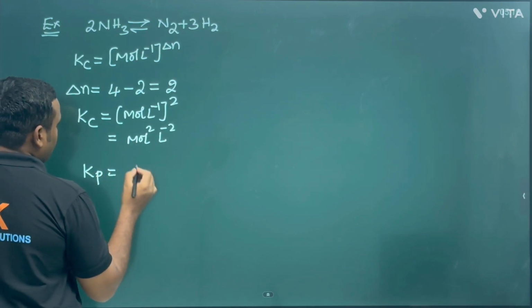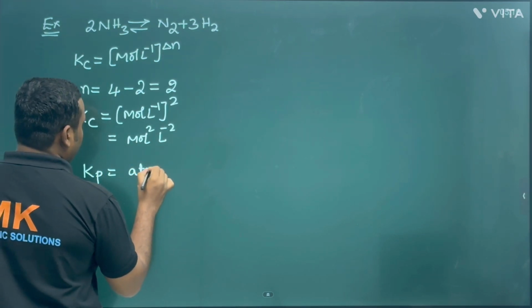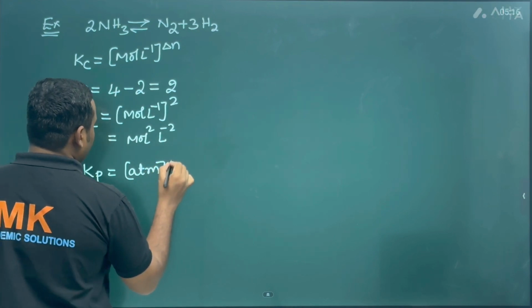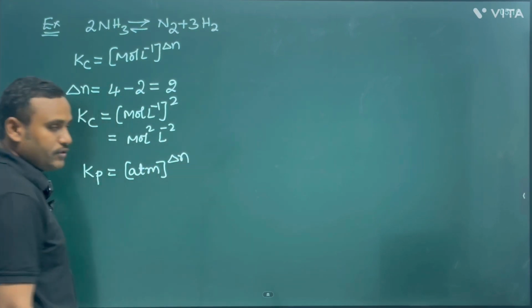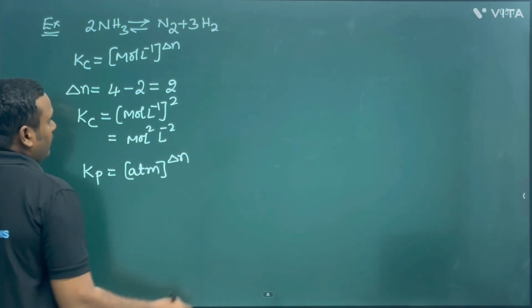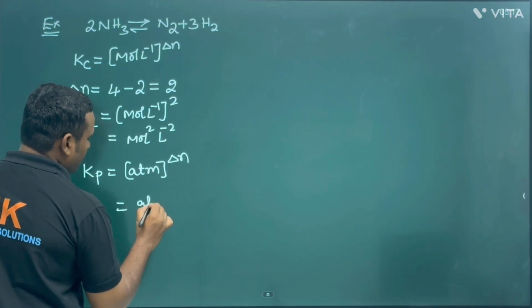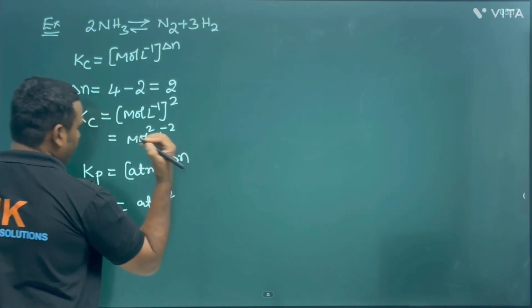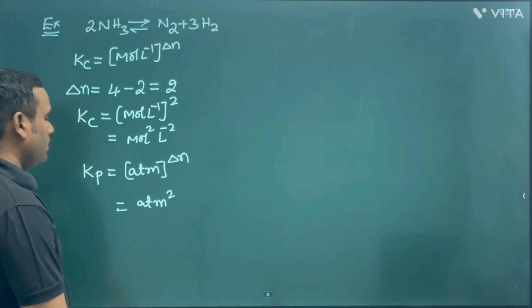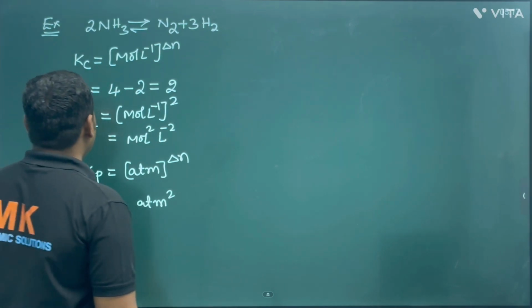Here Kp is equal to atmosphere to the power delta n. Atmosphere to the power delta n we are going to take. So here what is the delta n value? 2. Therefore atmosphere square. Okay. These are the units of this reaction. Next let us take one more reaction.